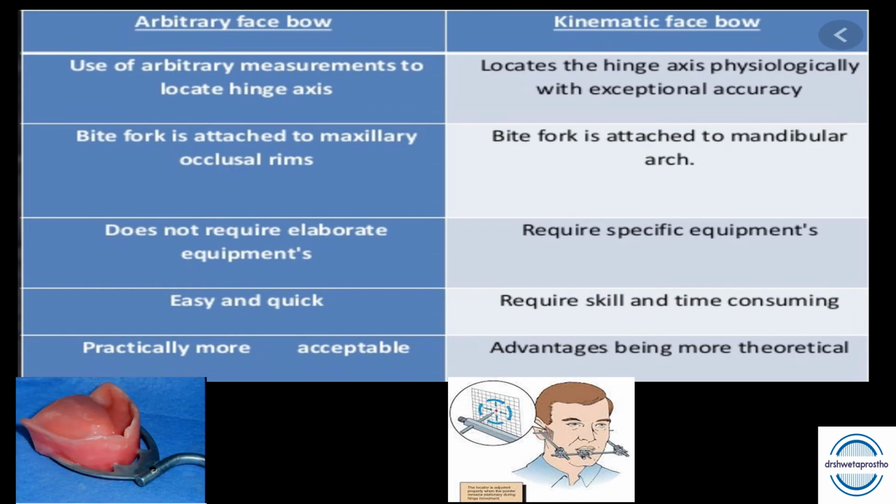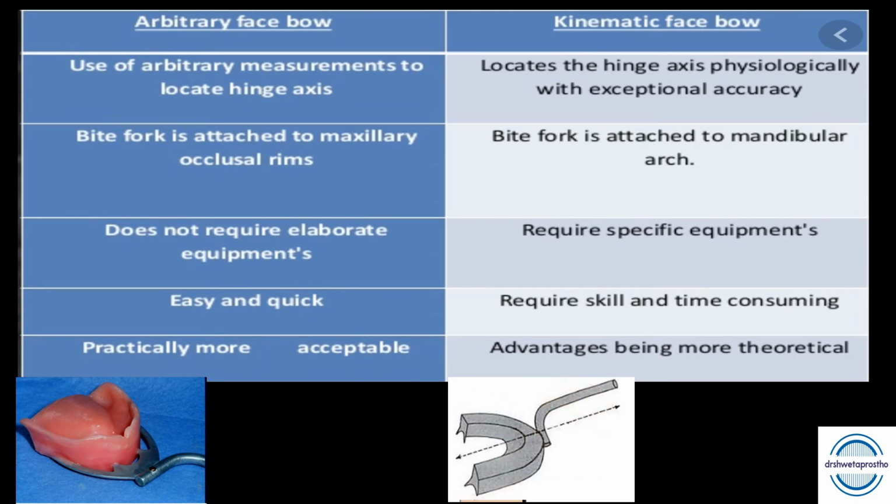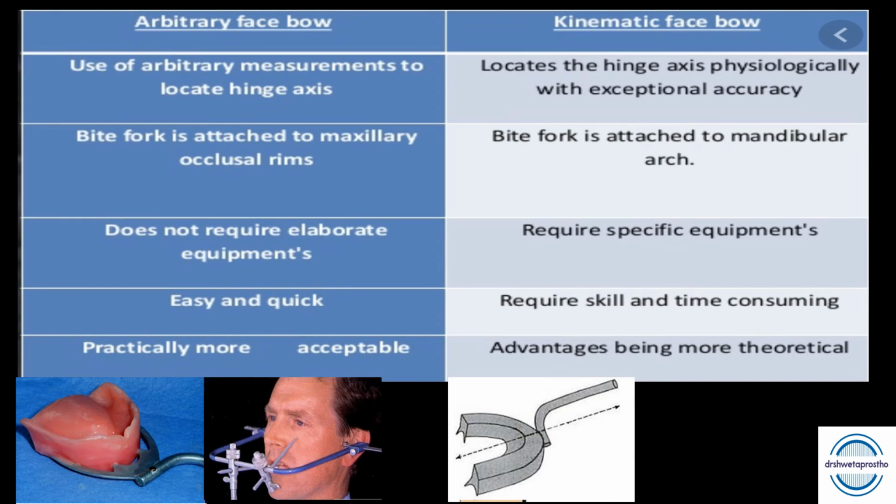Then in the arbitrary, the bite fork is attached to the maxillary occlusal rim, while in the kinematic, the bite fork is attached to the mandibular arch, as we discussed just now. In the arbitrary, it does not require elaborate equipment like the graph paper, making of the clutch, while the kinematic Facebow requires specific equipment.